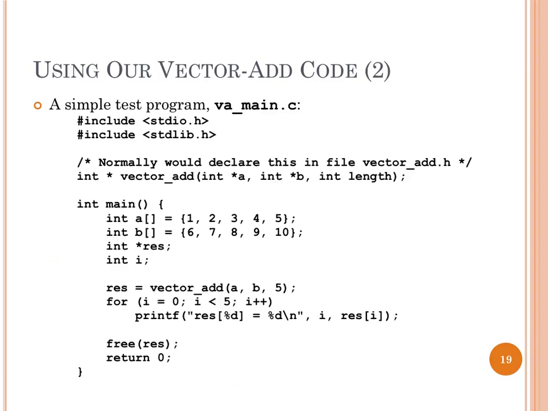You need some code that invokes it, so I just threw together something silly. Okay, we have 2 vectors of 5 elements each, and we allocate into res by invoking vector_add, and then we print out the results. Okay? How hard is that?